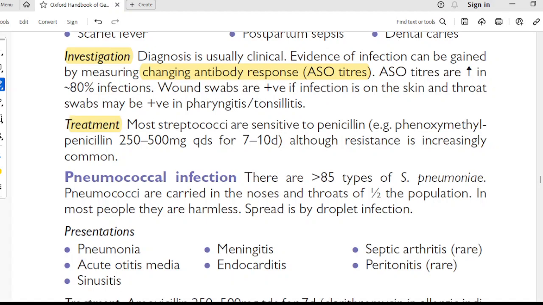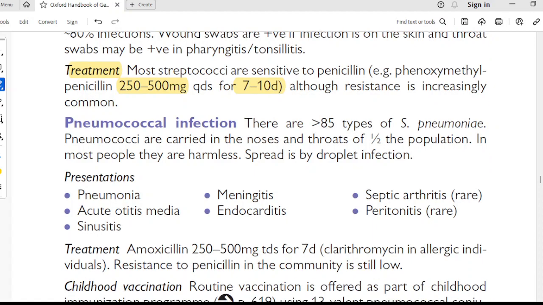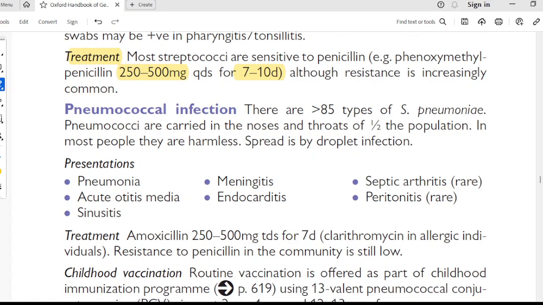Treatment. Most streptococci are sensitive to penicillin. Phenoxymethylpenicillin 250 to 500 milligrams QDS for 7 to 10 days, although resistance is increasingly common.